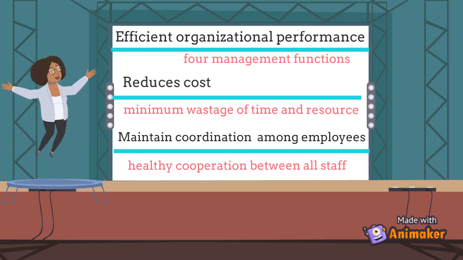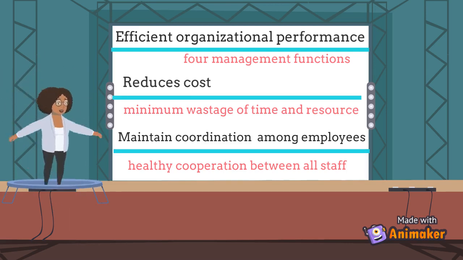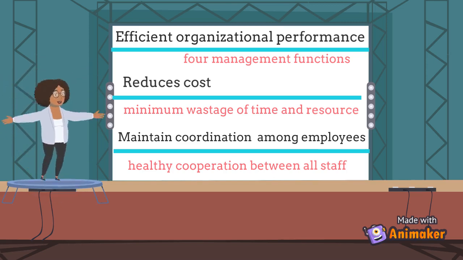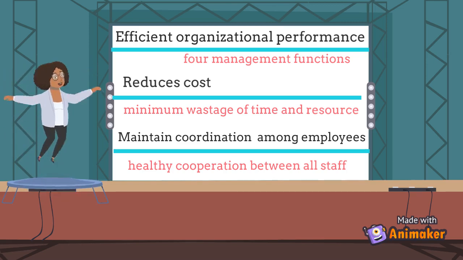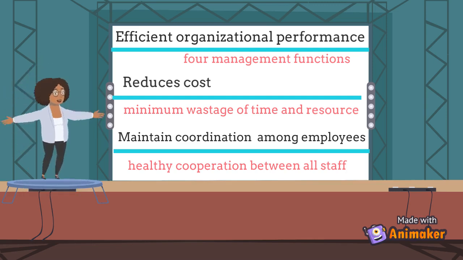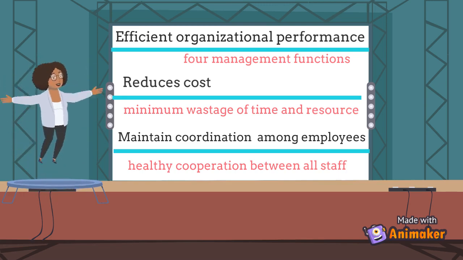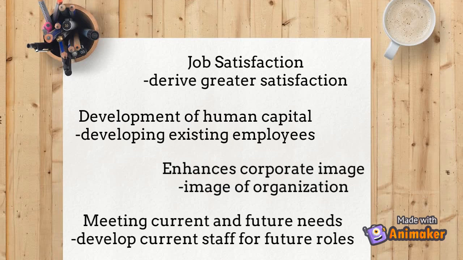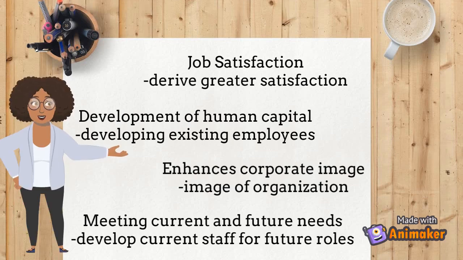Third, maintaining coordination among employees. Staffing helps to ensure the right people with the right qualification who fit in with the organizational culture to maintain healthy cooperation between all staff. Fourth, job satisfaction. When an employee is given the right task to perform with sufficient challenge based on his ability and attitude, he will derive greater satisfaction in performing his job.